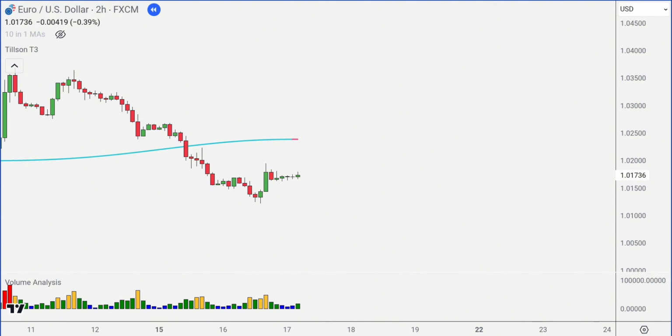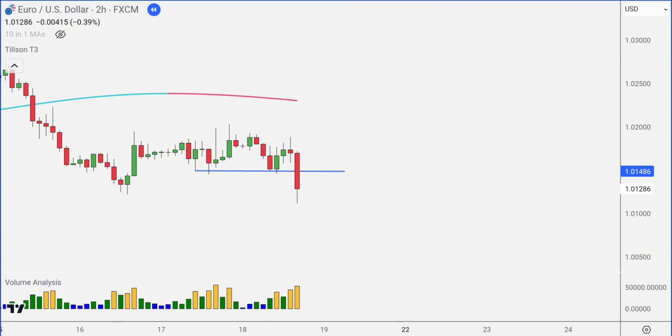After the Tillson T3 line turned red, as always, we drew a support line to ensure the existence of a downtrend and observed that this line was broken. At the same time, the volume spread analysis indicator also confirmed the downtrend with a yellow column. The conditions for a short position trade have been met.